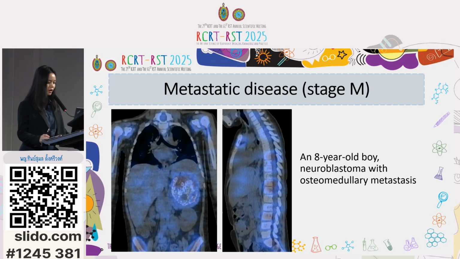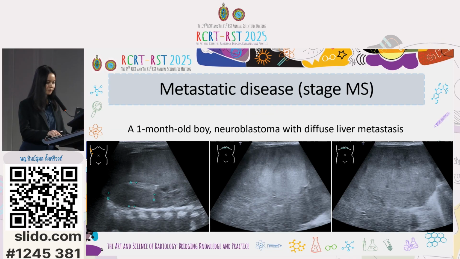In this MIBG SPECT-CT image, you can see multiple foci of tracer uptake in the primary tumor and also the skeleton. This is considered adrenal neuroblastoma with osteomedullary metastasis. The child has stage M disease.